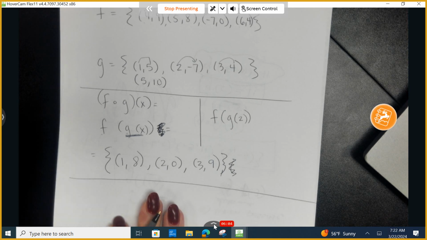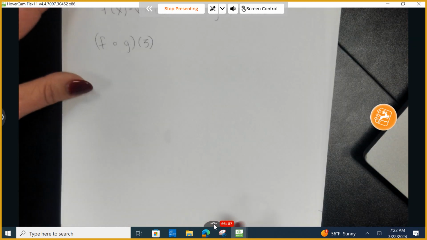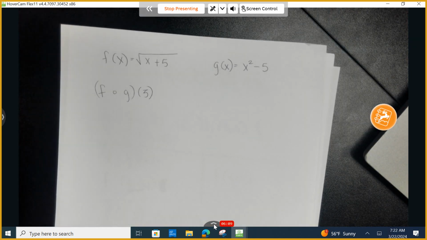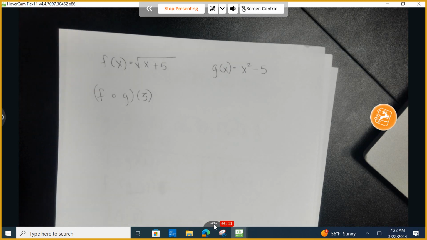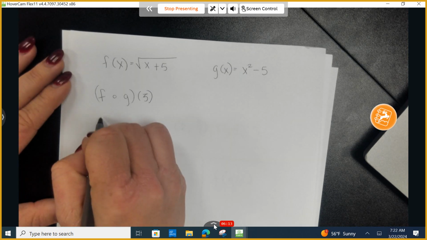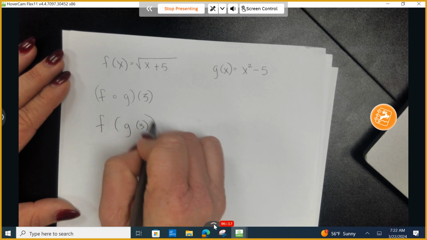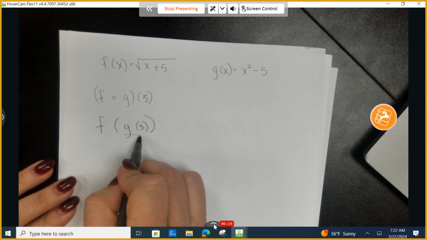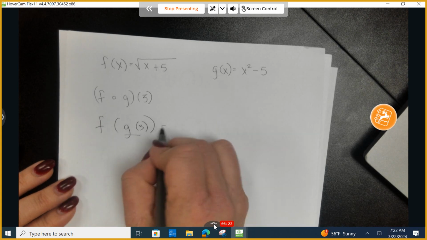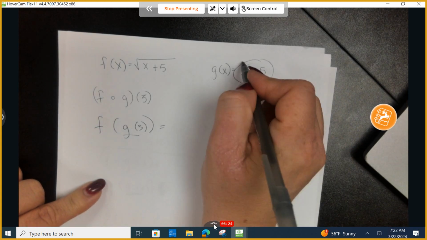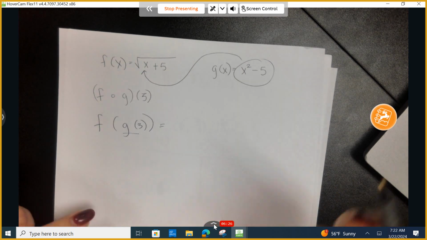Here's our next one. Let me grab my paper. Please write this down for example number 3. Same concept, so I do want to rewrite this. It's just my preference. This is what I'm doing. I'm going to take G, and I'm going to plug it into F wherever I see an X.